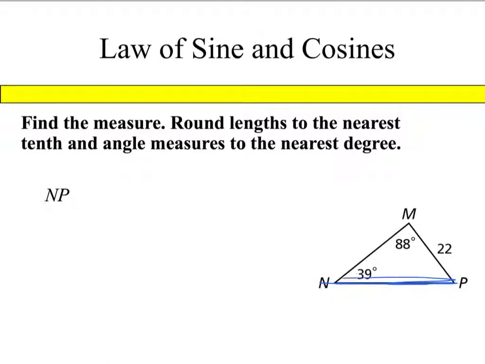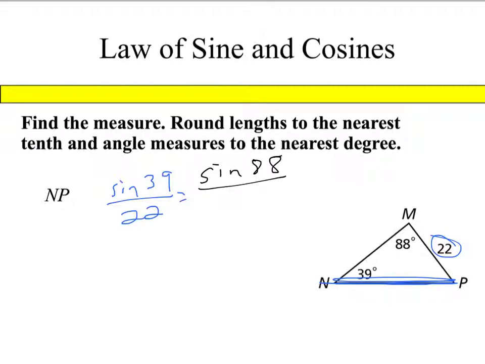Again, we need to use the information given. So as my formula, remember the sine of the angle over the opposite side is equal to the sine of the angle over the opposite side. So I'm going to take the sine of N, which is 39, over 22. And the reason why I do that is because it gives me 22. All right. Then I'm going to use the sine of 88 and set that over my NP. And I could use x, but this is what I want to figure out, NP, and I need to use that opposite angle to figure that out.